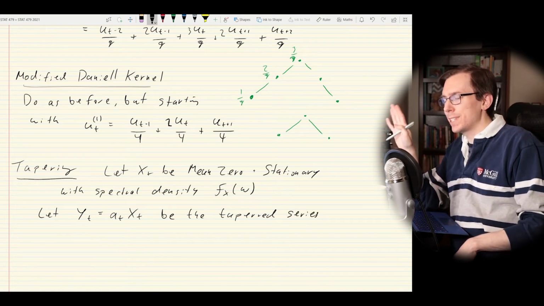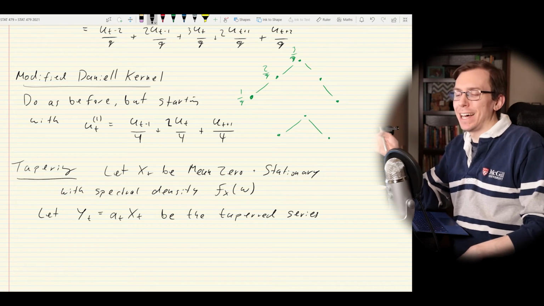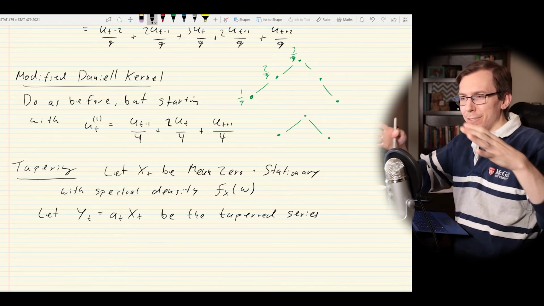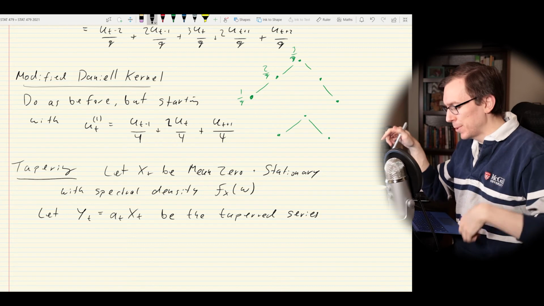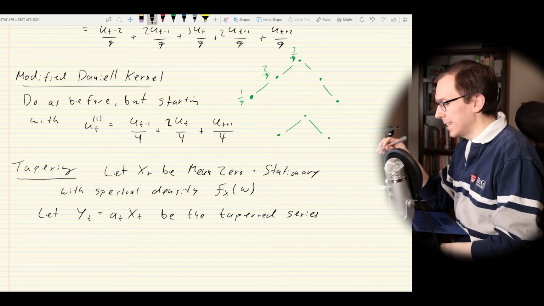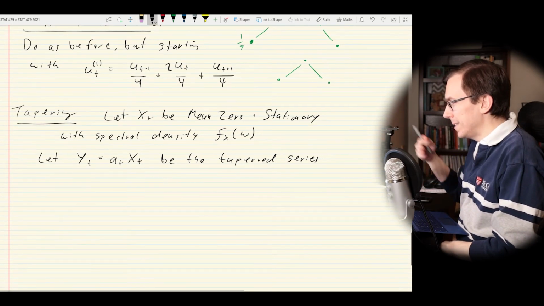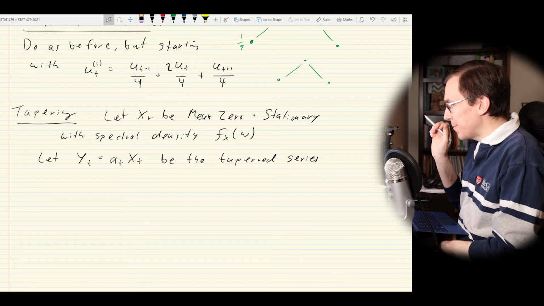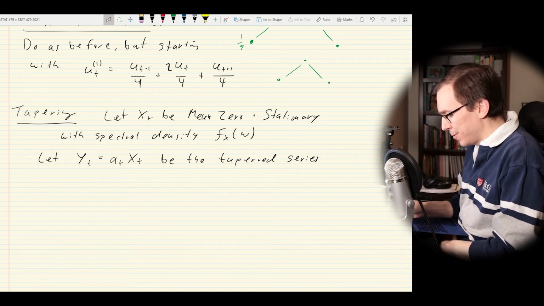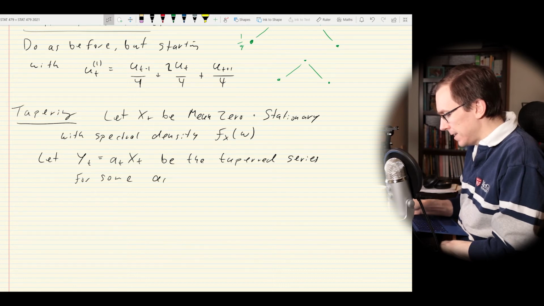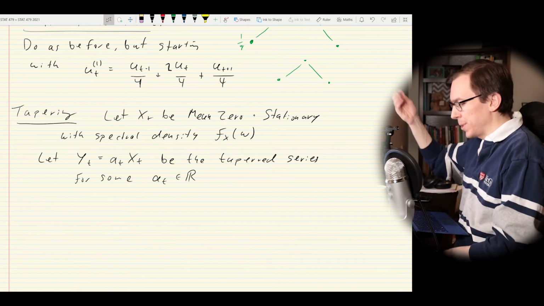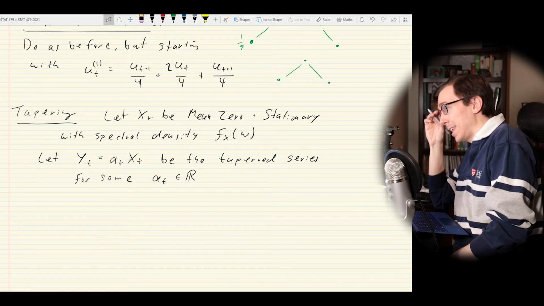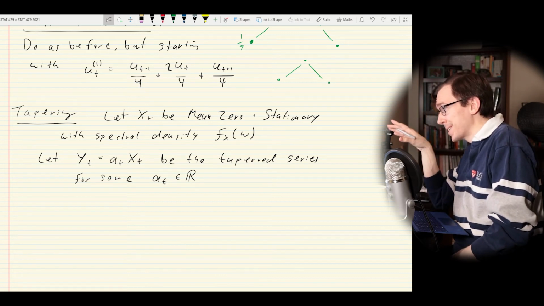Again, we'll see in a second that sometimes you'll apply some tapering that'll focus on the middle of the data set and smooth that, with less emphasis on the edges, the further out pieces on either side of time. So, I should say, this is for some a_t in R, just real valued coefficients that we're not going to specify at the moment.